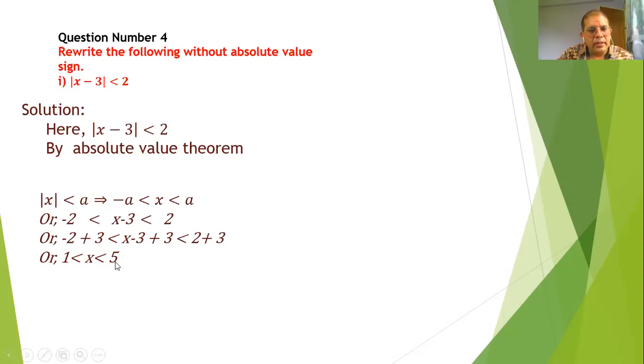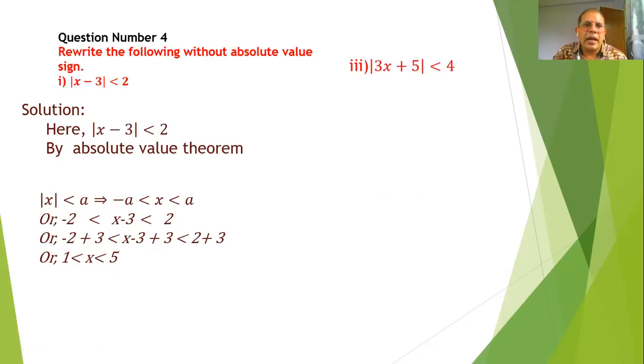Okay, again you should confirm this. -2 is here, +2 is here. How can you write this? So write -2 on the left hand side and +2 on the right hand side, and remove this 3 by adding +3 to all terms. Then you got 1 is less than x is less than 5. So this is your solution, which is your required answer.